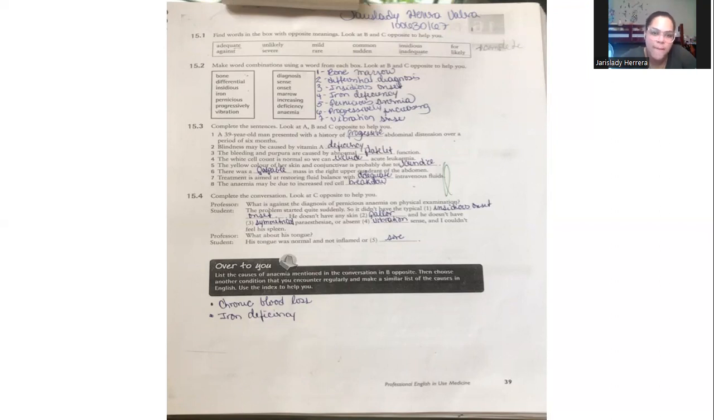Point 3. Complete the sentences. 1. A 39-year-old man presents with a history of progressive abdominal distension over a period of 6 months. 2. Blindness might be caused by vitamin A deficiency. 3. The bleeding and purpura are caused by abnormal platelet function. 4. The white cell count is normal, so we can exclude acute leukemia.